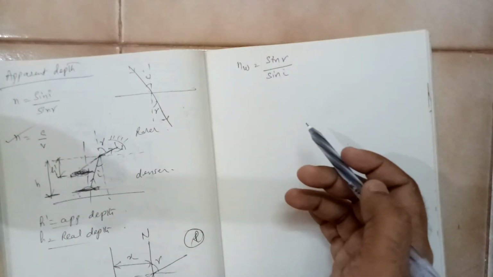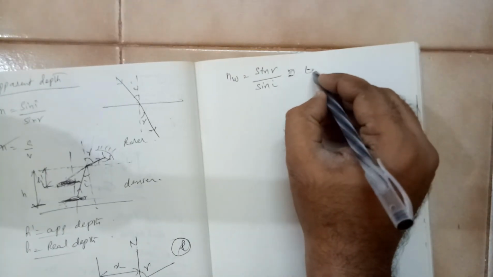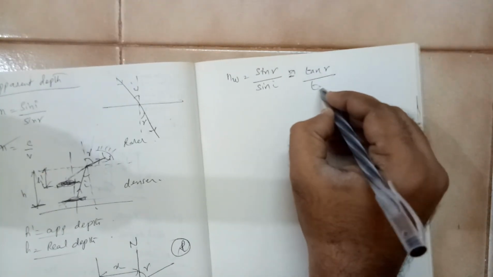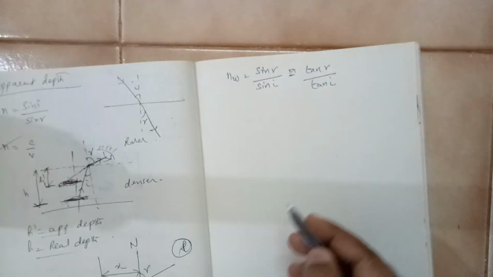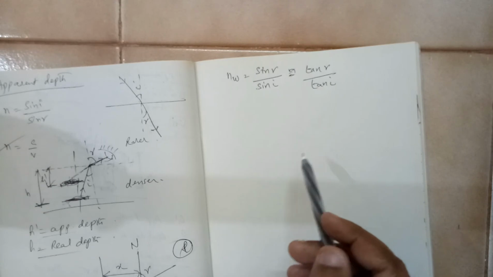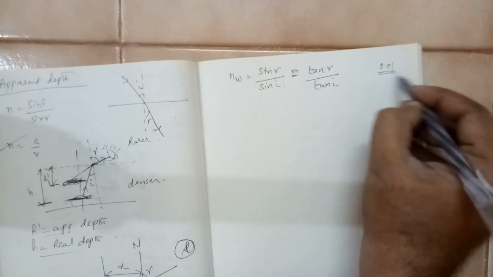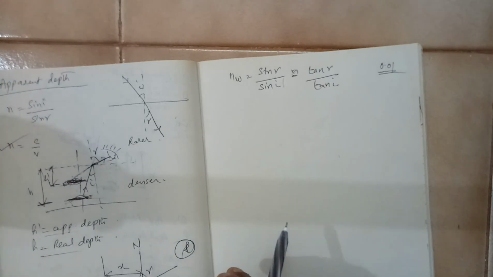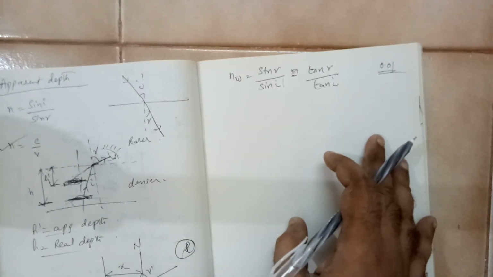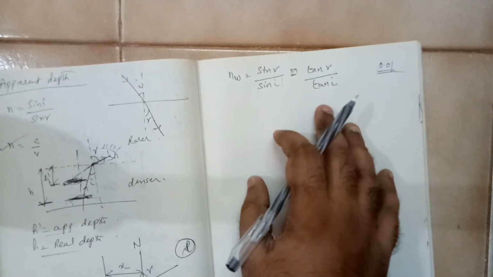Because the angle is very small, sine and tan of the angles will be the same. You can approximately write tan R by tan I. Why we are writing like this: this R is a very small angle, I is a very small angle, something like 0.0001 degrees, then the sine value will be approximately equal to 0.01, and the tan value will also be approximately equal to 0.01. Just for the sake of it, we are writing it.